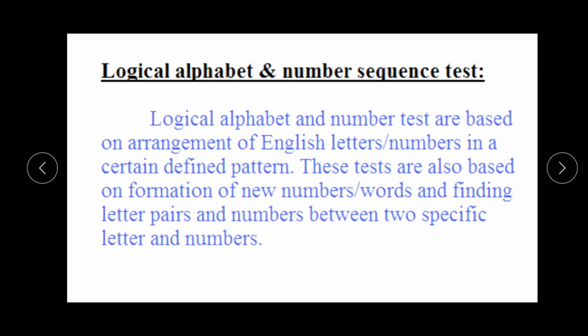First we talk about the alphabet test, which is also called the logical alphabet and number sequence test. Logical alphabet and number tests are based on arrangement of English letters or numbers in a certain defined pattern. These tests are also based on formation of new numbers or words and finding letter pairs and numbers between two specific letters and numbers. We will talk about all this with examples.